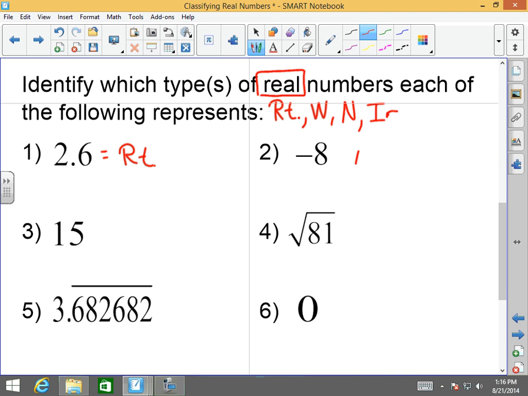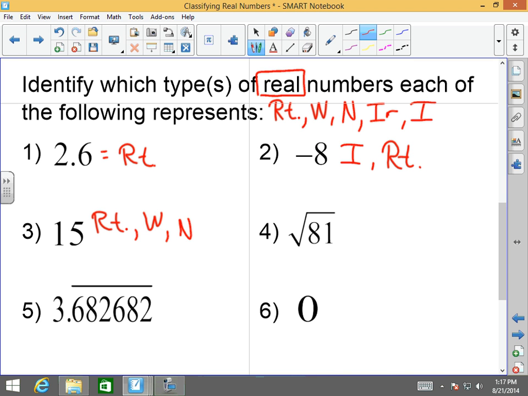An integer? Also? Oh, wait, we forgot integer. Let's just make that an I, sorry. So integer, and what else? There's one more that it would fall under. What else do integers belong to? Yes? Rational number. Very good. How about number 3, 15? That would be rational. What else would it be, my brothers? Whole. What else? They're all real. Natural. Very good.